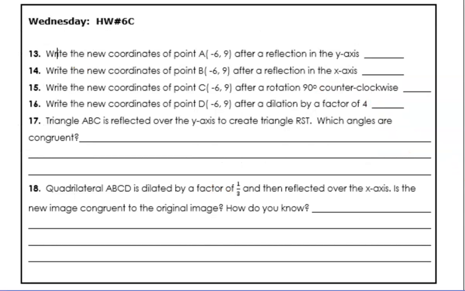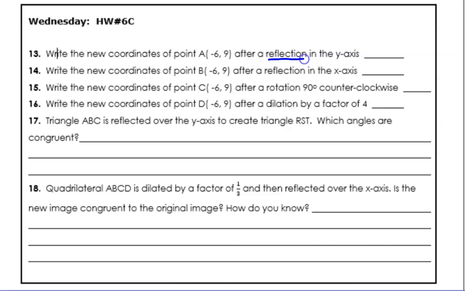Turn the paper over. And let's review some of our transformation rules. You may need to look them up in your notebooks. You'll notice I always use the same coordinate here, but all of my transformations are different. So let's see. We're going to translate the coordinate A, which is -6, 9, after a reflection in the y-axis.